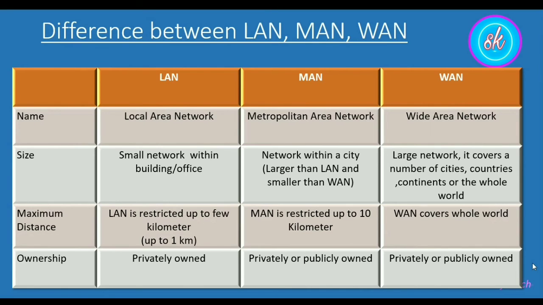The third parameter is the maximum distance covered by a particular network. First one is LAN. LAN is restricted up to a few kilometers, that is up to 1 kilometer. MAN is restricted up to 10 kilometers. WAN covers the whole world.